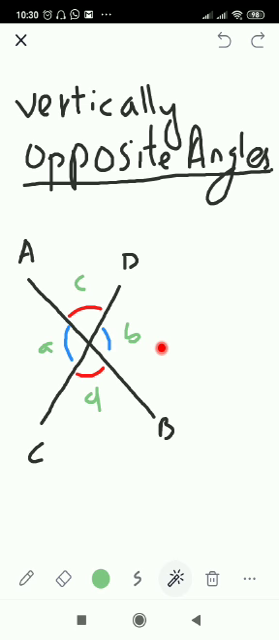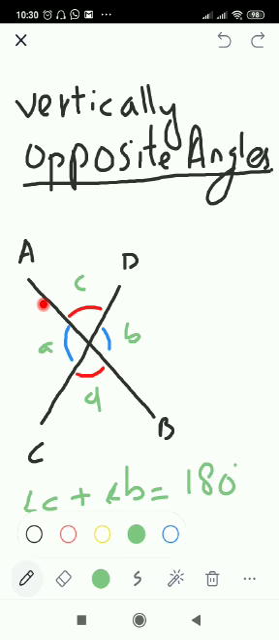this is a straight line CD, and this is a straight line AB. We can also see that angle C and angle B are on a straight line. So the sum of angle C and angle B is 180, because they are on a straight line. And angle A and angle D, their sum is also equal to 180.